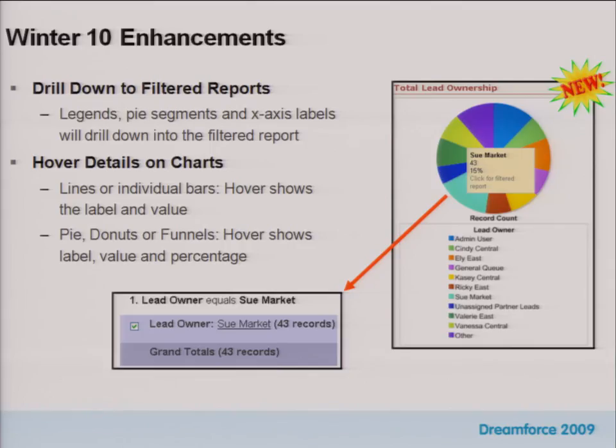Now, what drill down features do is, on the pie chart there, for example, if you look at that light blue section, Sioux Market, if I clicked on that, it would actually take me to a filtered down version of the report to just show me Sioux Market's records. So that's what happens when you click on that portion of the graph. That's drilling down to filtered reports.